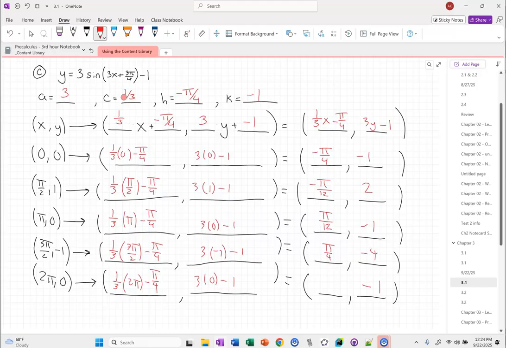2/3 is 8 pi over 12 minus 3 pi over 12, so it's going to be 5 pi over 12.